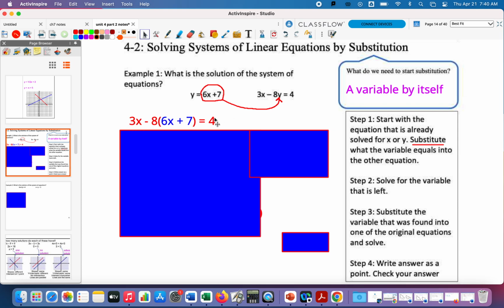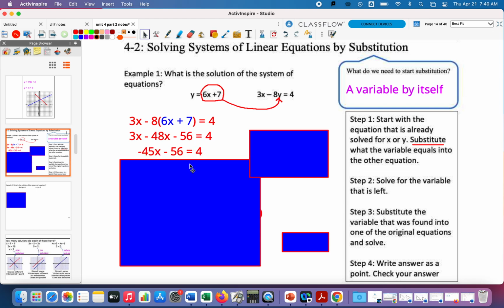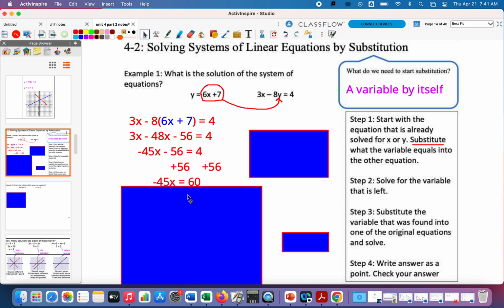Now, if you notice, we only have x's, so we're just going to solve like we've normally done in the past. You might start by distributing the -8. So -8 times 6 is -48. -8 times 7 is -56. Okay, so we have some bigger numbers here, and that happens at times. Sometimes you have some really nice easy numbers. It all just depends. Let's see here. I can combine these. We're solving like we normally do. 3x minus 48x is -45x. I'm going to want to add the 56 to the other side to get rid of that. So we got -45x equals 60.